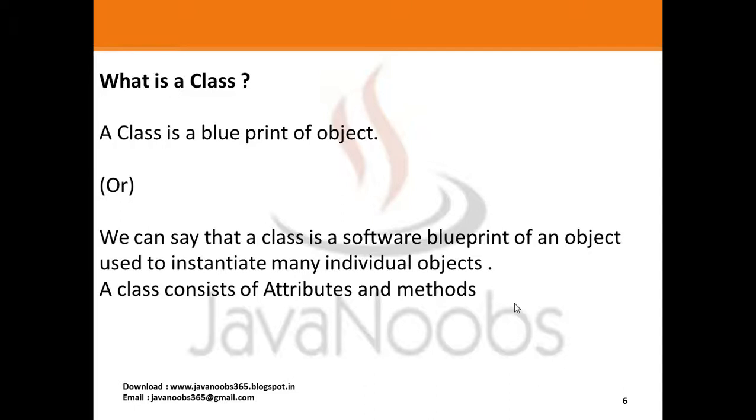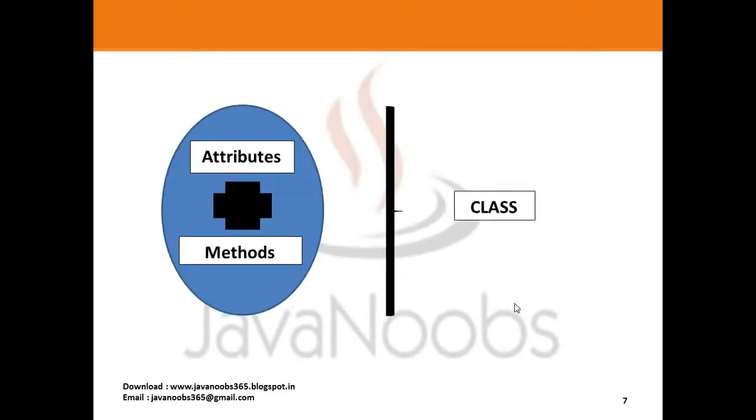If anybody asks you what a class is, you just tell them that a class is a blueprint of an object, or a software blueprint of an object used to instantiate many individual objects, and a class consists of attributes and methods. To remember this, there is a diagram here. You can see that this circle represents a class. Inside this class there are attributes plus methods.